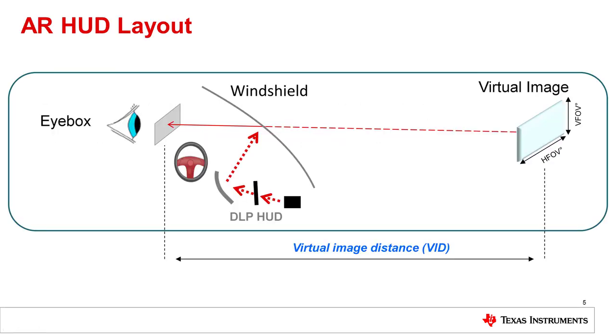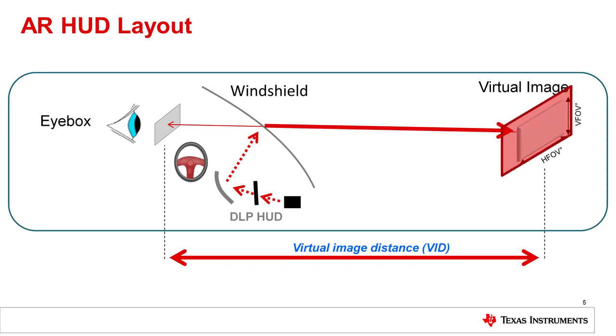This is a typical layout of an AR HUD. The DLP HUD is located below the car's dashboard and consists primarily of the projector, diffuser, and large freeform mirror. The projector and diffuser screen make up the PGU and form a real image on the diffuser screen. The light from this image is then reflected off the freeform mirror and again off the windshield to be redirected into the driver's eye box.